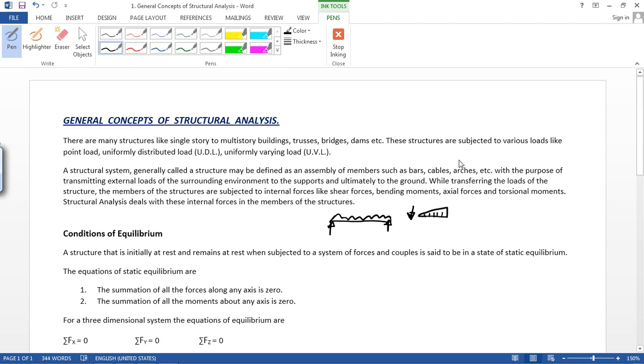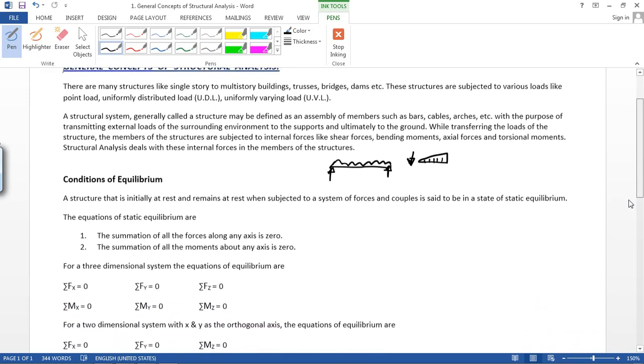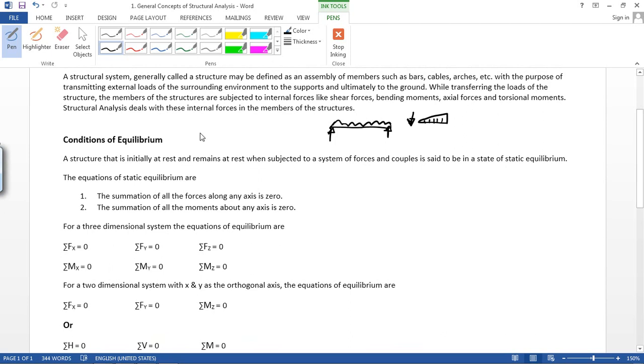Now, condition of equilibrium. A structure that is initially, it is the assumption, a structure that is initially at rest and remain at rest when subject to a system of forces and couples is said to be in a state of static equilibrium. There are two equations of equilibrium. One is summation of all the forces along any axis is 0. Summation of all the moment about any axis is also 0.